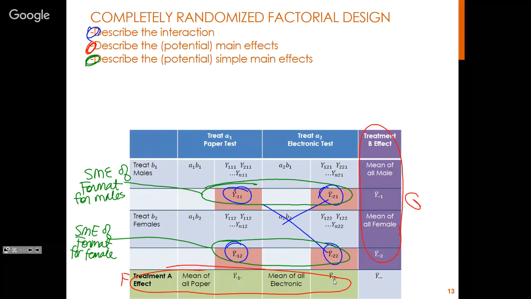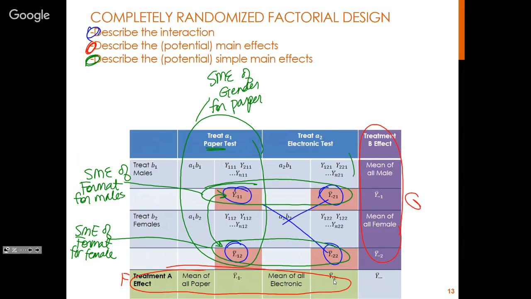Any more? Yeah. So this comparison is the simple main effect of gender, because gender is what is different on those two means for paper, because both of them are specific to paper. Good. And then here, simple main effect of gender again for electronic. Very good.